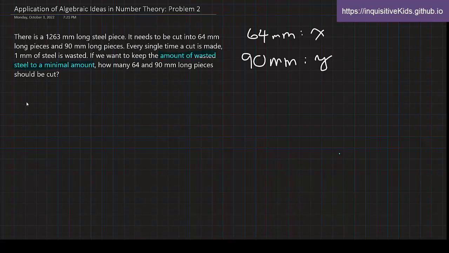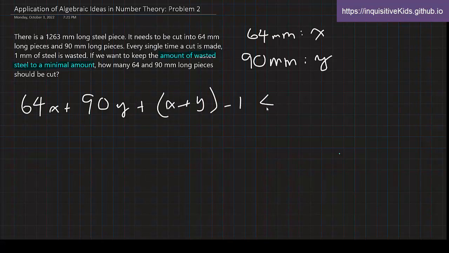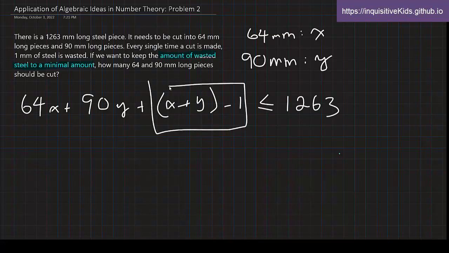So of course 64x, because for every single x there is 64 millimeters, plus 90y, for every y there is 90 millimeters, plus x plus y minus 1 is less than or equal to 1263. The most important part is adding x plus y minus 1, because you might forget that, remember, 1 millimeter of steel is wasted every single time you cut.